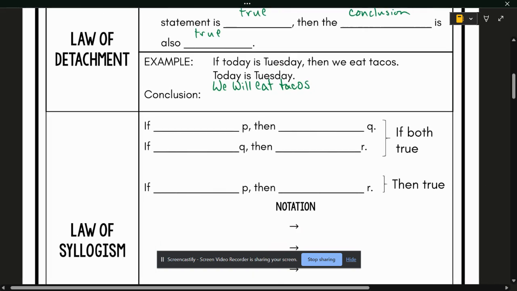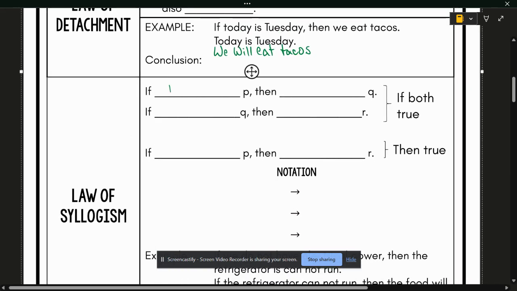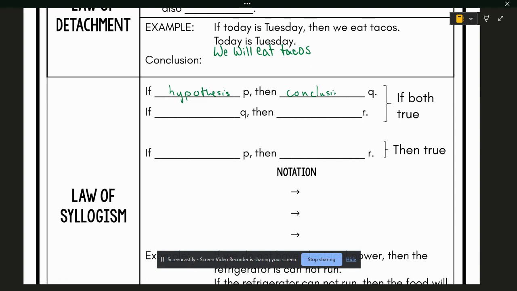The way that it goes is it says, if the hypothesis of P, then the conclusion of Q, and then if the hypothesis is Q, then the conclusion of R will occur. Notice how it's using two if-then statements. Then if the hypothesis of P, then the conclusion of R.